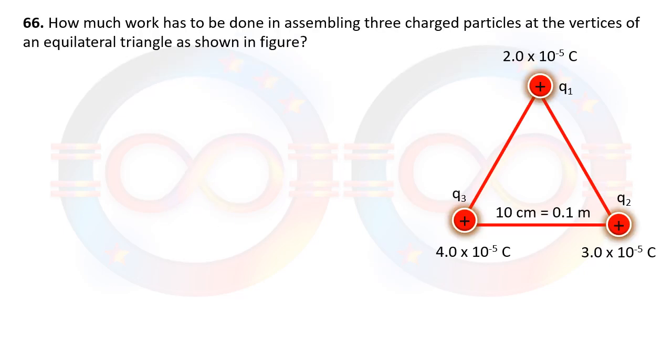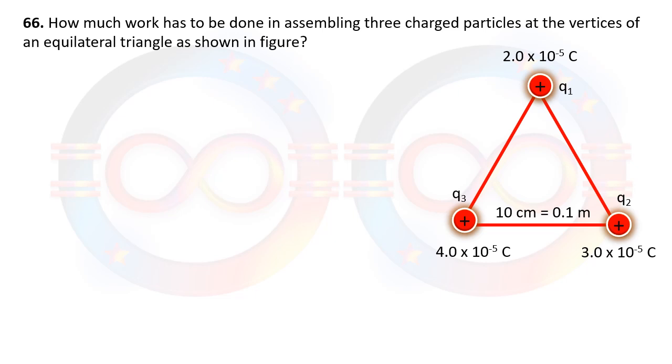Question number 66 asks how much work has to be done in assembling three charged particles at the vertices of an equilateral triangle as shown in the figure. In the diagram you can see each side is 0.1 meter or 10 centimeter. Q1 is 2 into 10 raised to minus 5, Q2 is 3 into 10 raised to minus 5 and Q3 is 4 into 10 raised to minus 5.